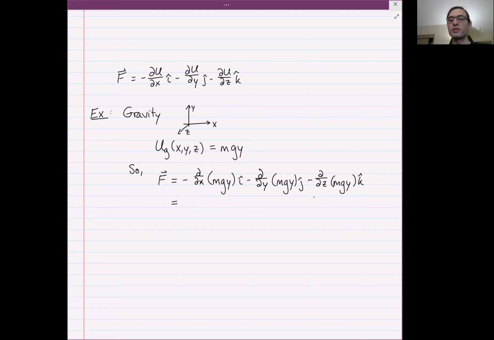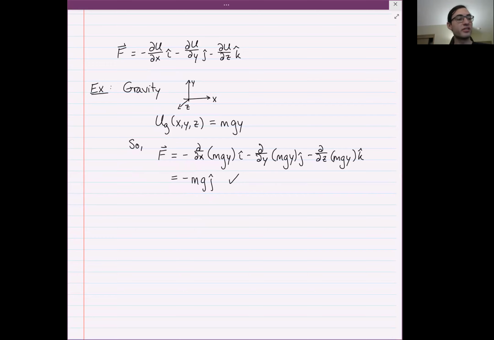The last term would be 0 because we treat x and y like constants, since we're taking a partial with respect to z. The only term that wouldn't be 0 is this middle one, because if we treat x and z as constants, then there's still a y there, so you take the derivative like you normally would. This would be equal to minus mg in the j hat direction, since the y disappears. And voila, that is exactly what we expect for gravity. Gravity should point in the negative y direction because the y direction is the up direction, and it should have magnitude mg. So that checks out. That's good.